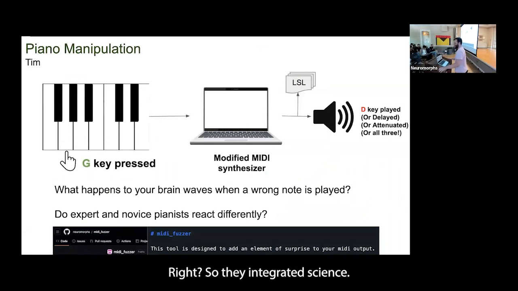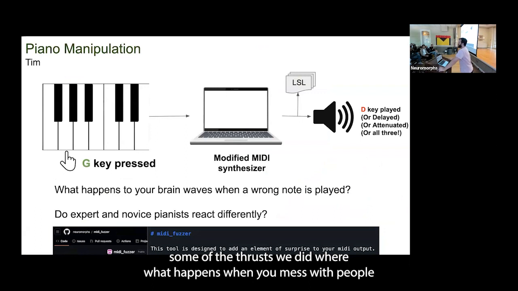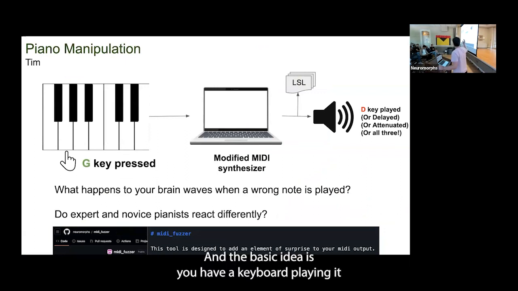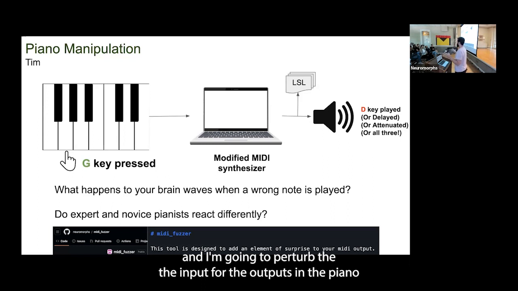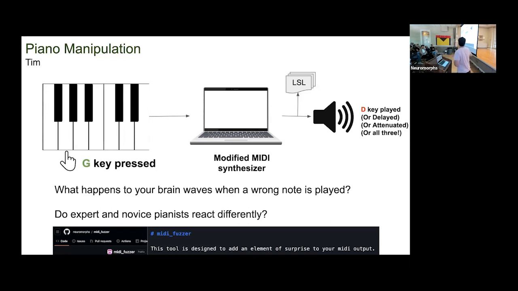Right. So they gave a great sciencey explanation of why we did all these things, but I like to call some of the thrusts we did what happens when you mess with people when they're having fun. And so in that vein, we created the piano, or the "pay-nano". The basic idea is you have a keyboard, you're playing it, and I'm going to perturb the input or the output from the piano and then play back to you either the right key or the wrong key, either delayed, attenuated, or all three.